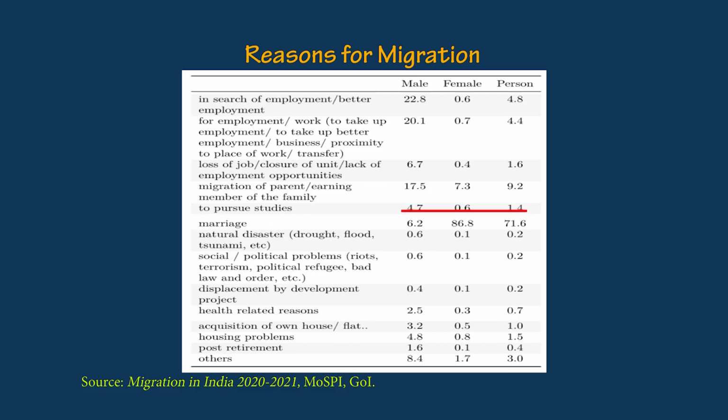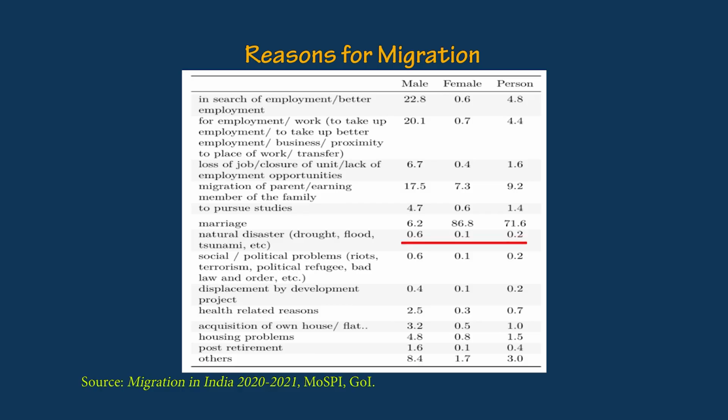Whereas for the female migration, as you might have guessed already, it is marriage-related migration. Look at the distribution here. About 86.8% of female migrants have migrated for marriage.